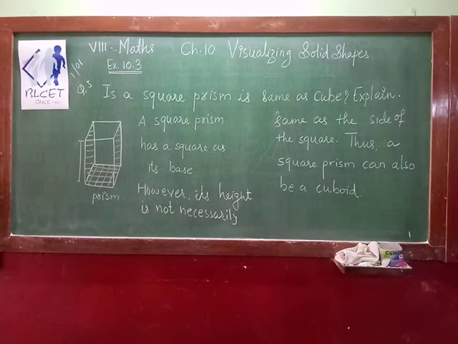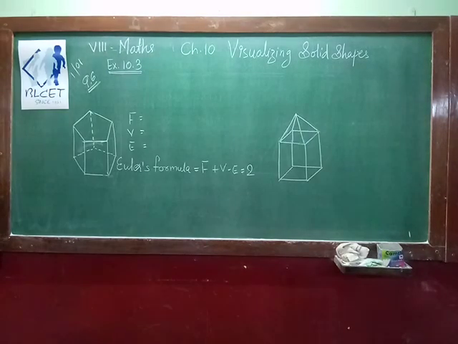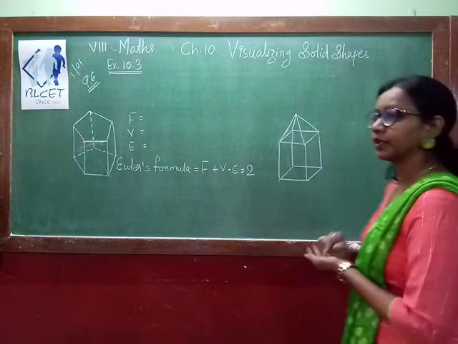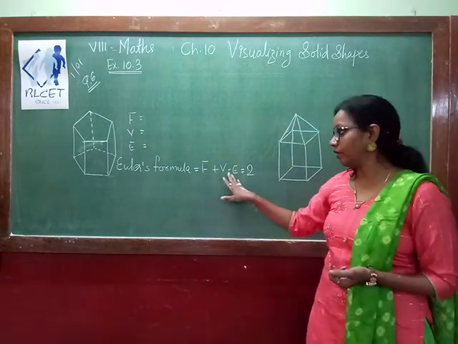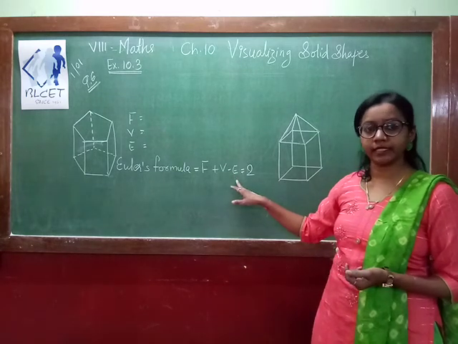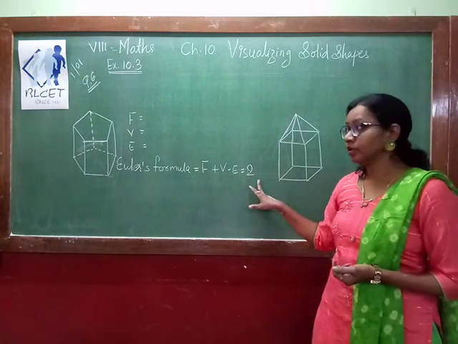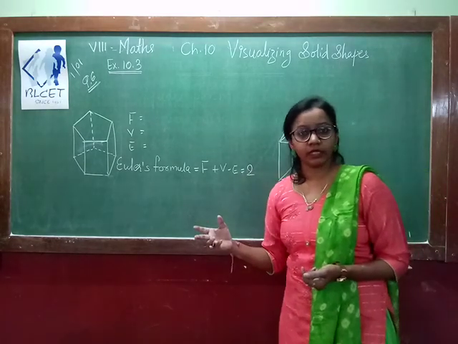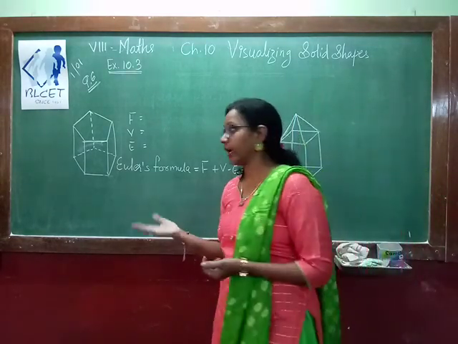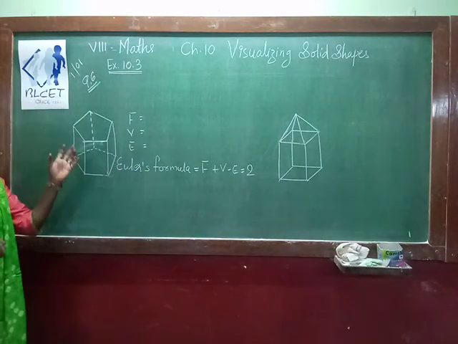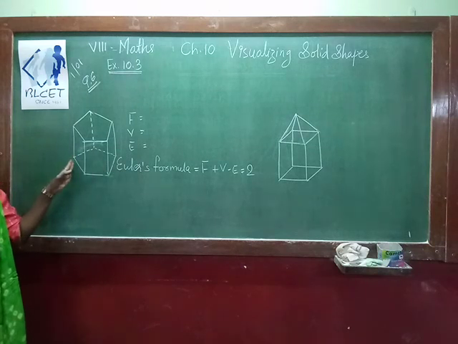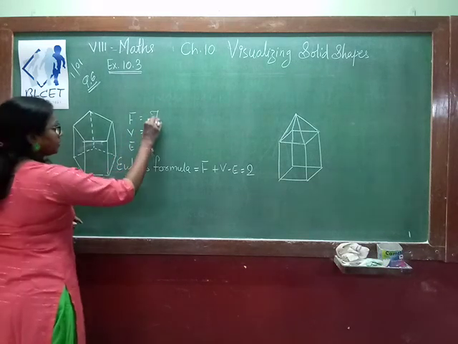Question number 6. Now see question number 6. You are given two diagrams and you have to verify Euler's formula. So what is Euler's formula? Number of faces plus number of vertices minus number of edges should always be equal to 2. You are given a pentagonal prism. Pentagon means it has 5 sides. First of all we count the faces. Obviously 5 surfaces are there sidewise, one top and one bottom. So 5 plus 2, 7 faces.